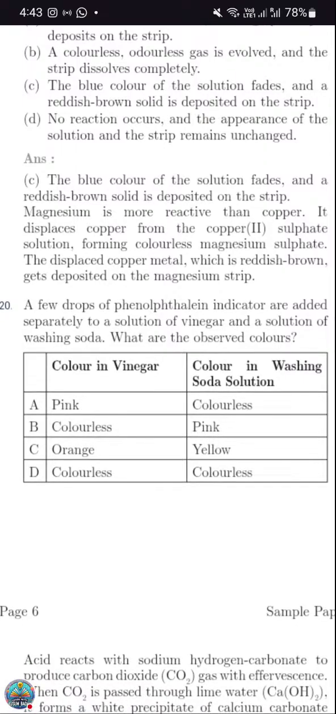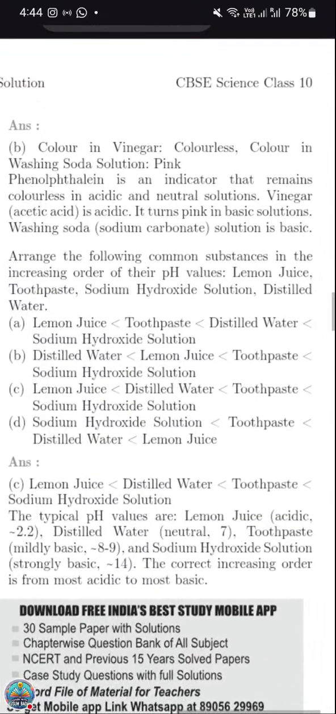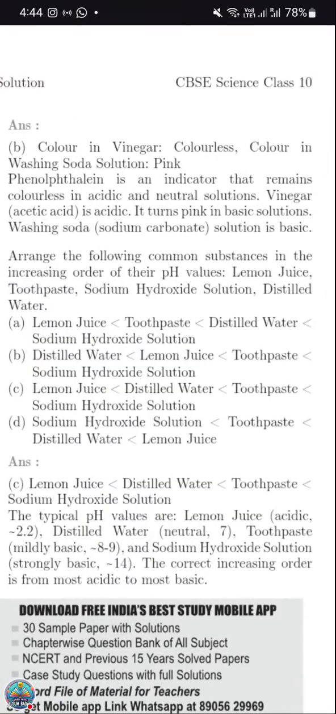So here the phenolphthalein is added to vinegar and washing soda solution. What are the changes we observe here? So let's go through the solution here. Color in vinegar: vinegar with phenolphthalein gives a colorless solution. Color of the washing soda: pink. So, vinegar, identification test. In acid, it is colorless, and in base, it is pink.